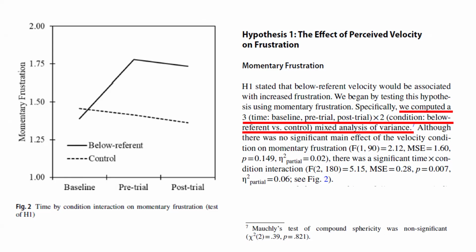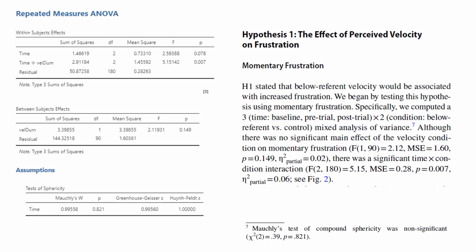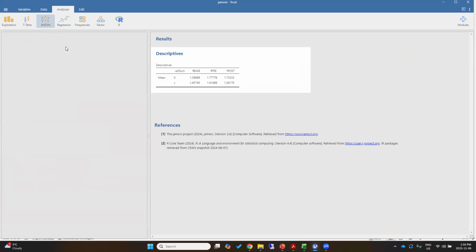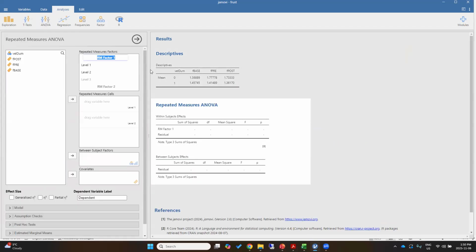So let's see if we can compute this in Jamovi. Here I have the output. Let's go over there and see if we can generate this and replicate what is in the manuscript. I'm going to be doing an ANOVA, and it's a repeated measures ANOVA. So I need to set up my repeated measures factor. We're just going to call it time. It has 3 levels: baseline, pre, and post. And I'm going to move these over to the appropriate spot: baseline over to baseline, pre over to pre, post over to post.